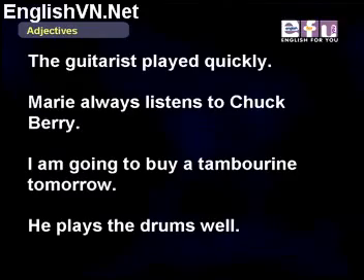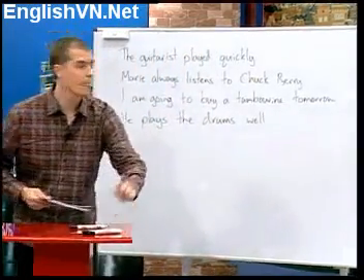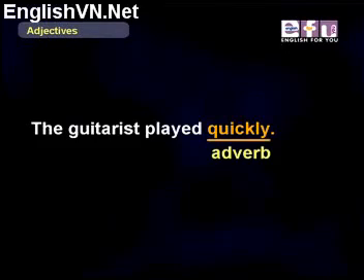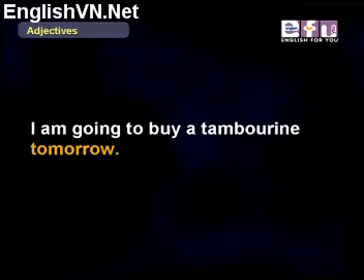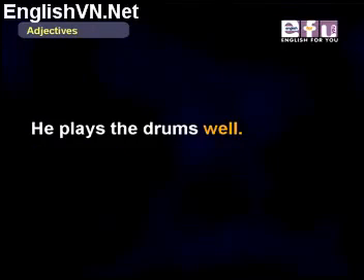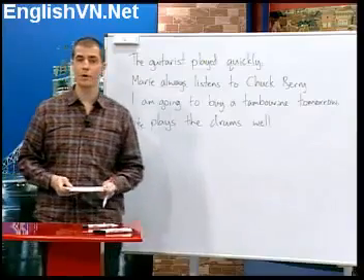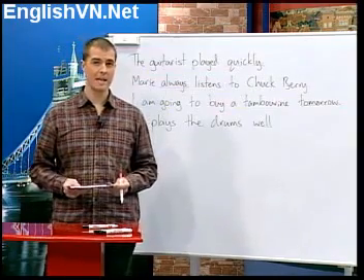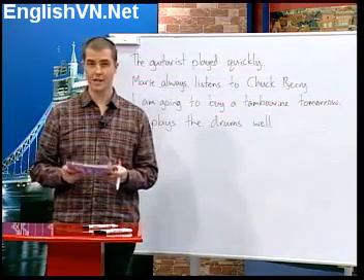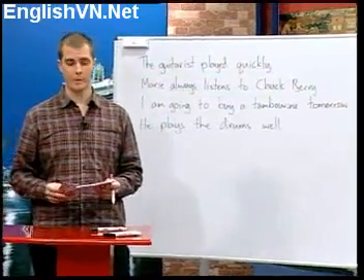In the first sentence, quickly is the adverb. In the second sentence, always is the adverb. In the third sentence, tomorrow is the adverb. And in the fourth sentence, well is the adverb. Adverbs are words or groups of words that describe or add to the meaning of the verb, an adjective, or another adverb.